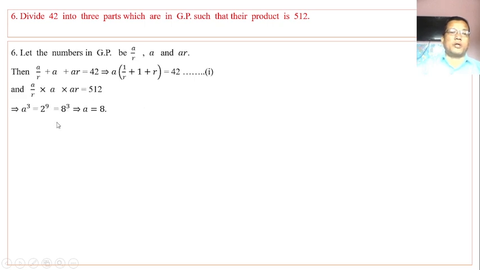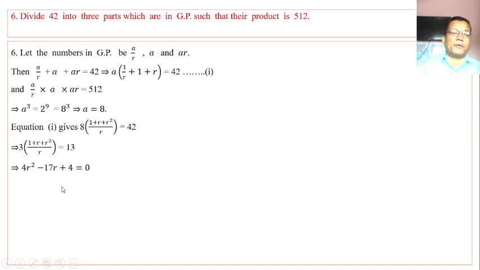So the value of a is 8. Substituting in the sum, we get an equation involving r only, a quadratic equation in r. Factorize to get the values of r. A value is 8, and r has two values.